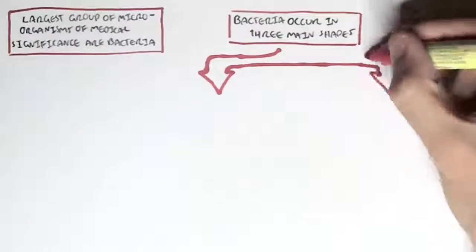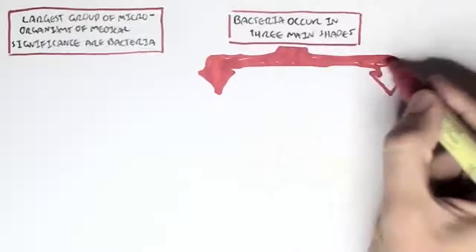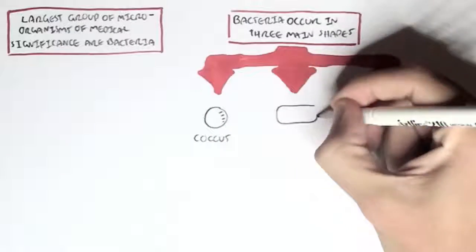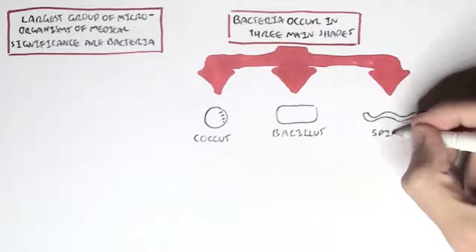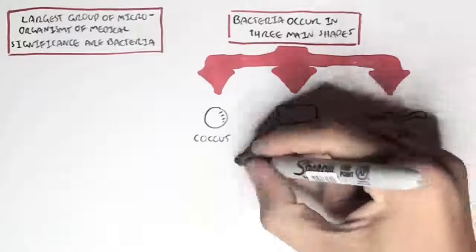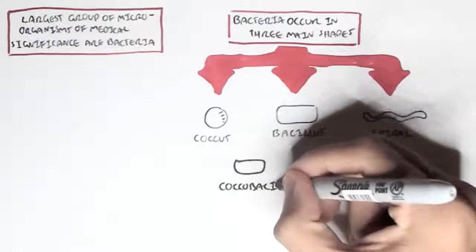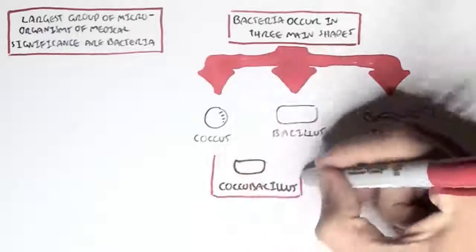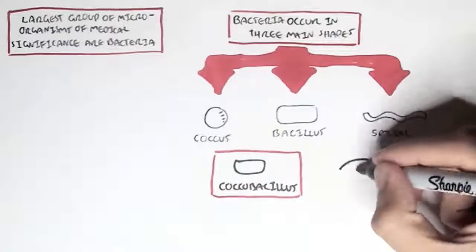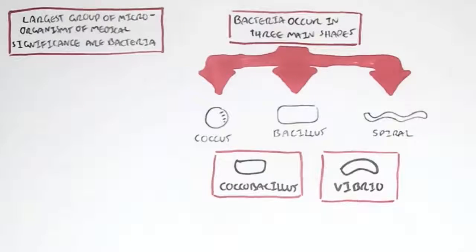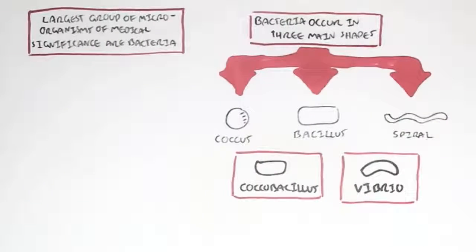Bacteria occur in three main shapes: a coccus, a circular, spherical shape; a bacillus, which is rod-shaped; and a spiral. Now, there are also other shapes bacteria can take, such as a coccobacillus, which is in between a coccus and a bacillus. And bacteria can also take the shape of what's called a vibrio, which is in between a spiral and a bacillus. It's sort of got a bend to it.